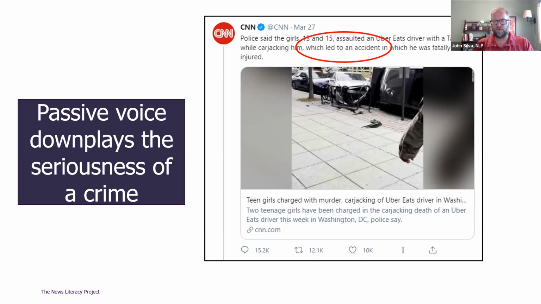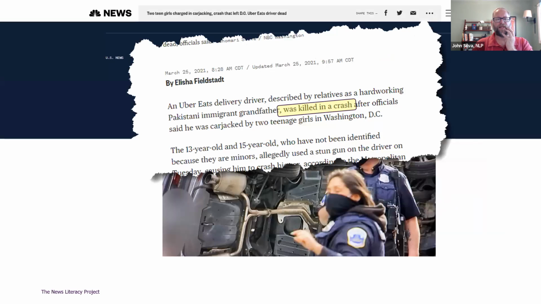That's a very passive voice that really downplays the idea that these two young women assaulted him with a taser, and that's what caused the accident, right? That killed him. And then also things like this. This is another example of it. "Was killed in a crash." This Pakistani immigrant grandfather was killed in a crash. Actually, yes, he was killed in a crash, but he was in effect murdered by these two girls, right? They caused his death. So this passive voice happens a lot.